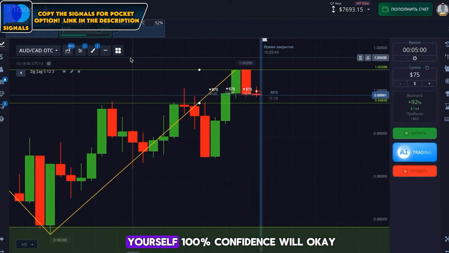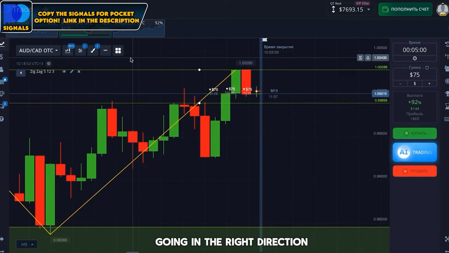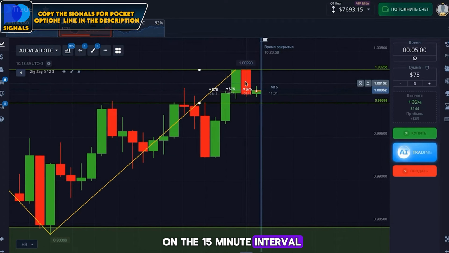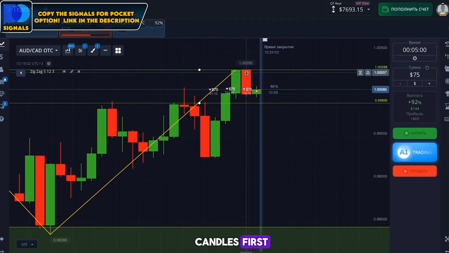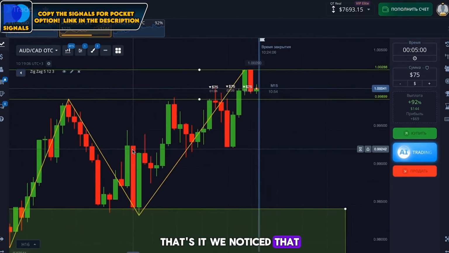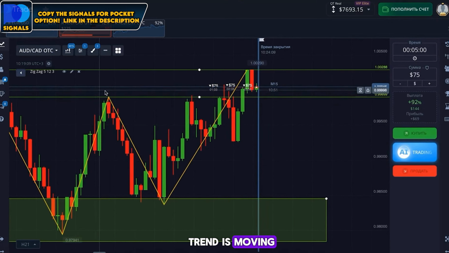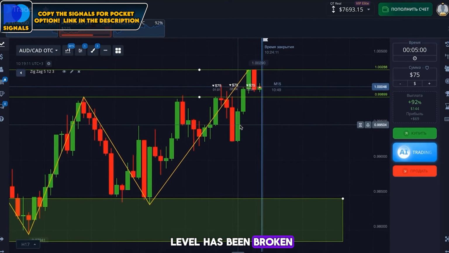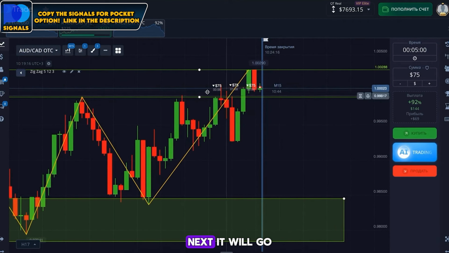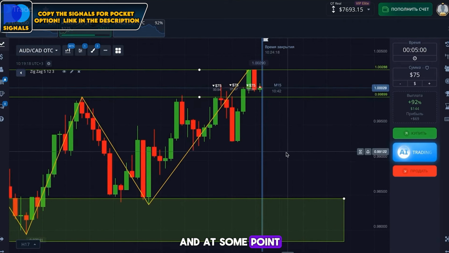But how do you give yourself 100% confidence? Well, okay, not 100%, 99% confidence that your trade is going in the right direction, to open it in the right direction, either up or down. On the 15-minute interval, first, look at the candles. First, what did we see here? A sideways movement. That's it. We noticed that. We noticed how the trend is moving. We noticed that this level has been broken. Therefore, we are already thinking in our heads that there will likely be a reversal here. Next, it will go down again and at some point will turn around.